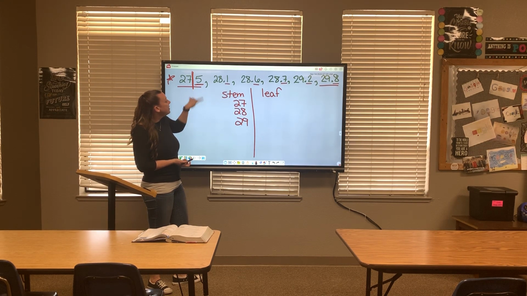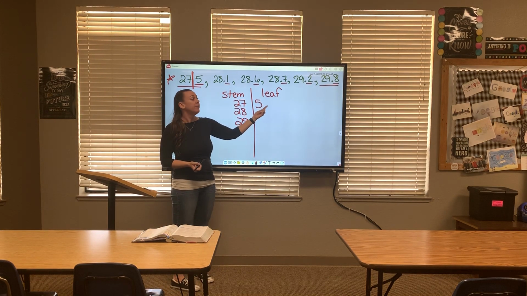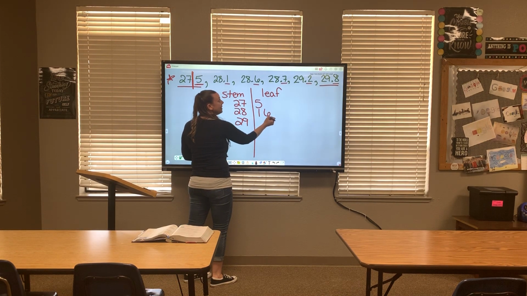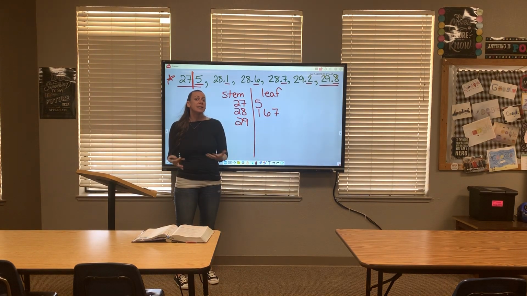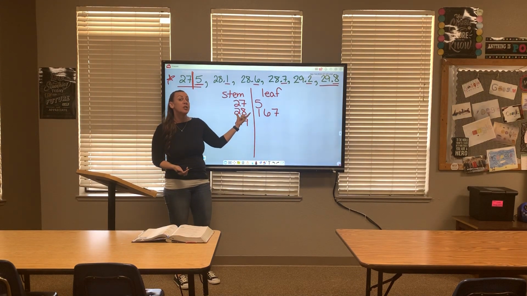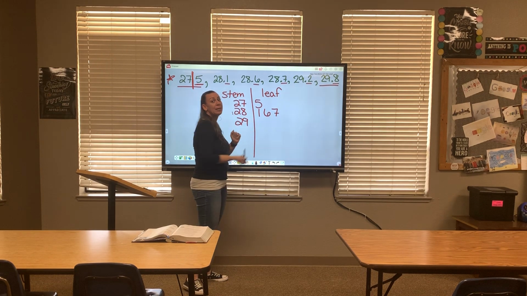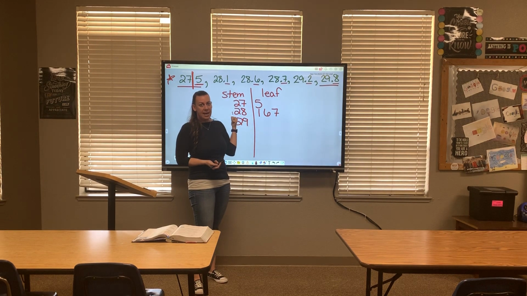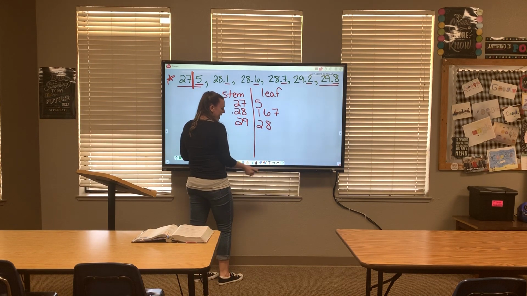Now I'm going to look at 27.5, so I'm going to put a 5 here. This means 27.5. Then I have 28.1, 28.6, and 28.7. Each of those leaves represents a different number. My stem for each of them is 28, and the individual numbers are shown by these leaves. So I know that I have 3 leaves in this interval of 28. And then for 29, I have 29.2 and 29.8.